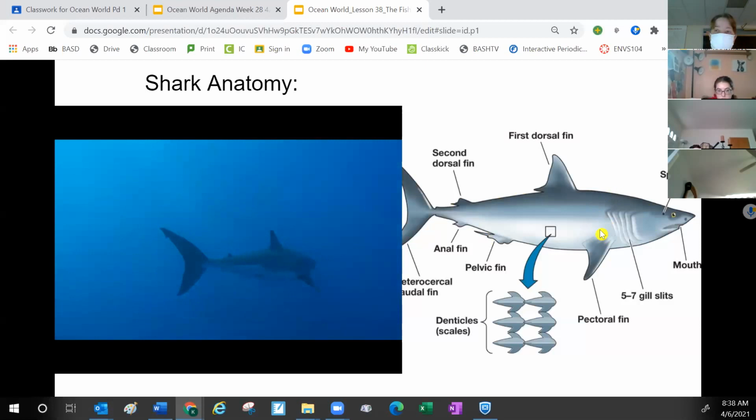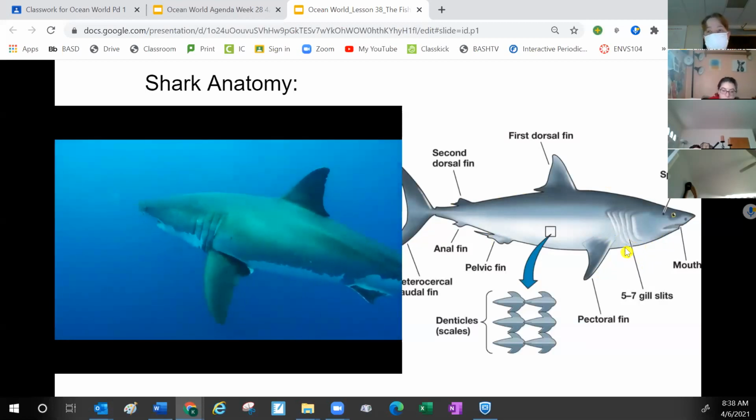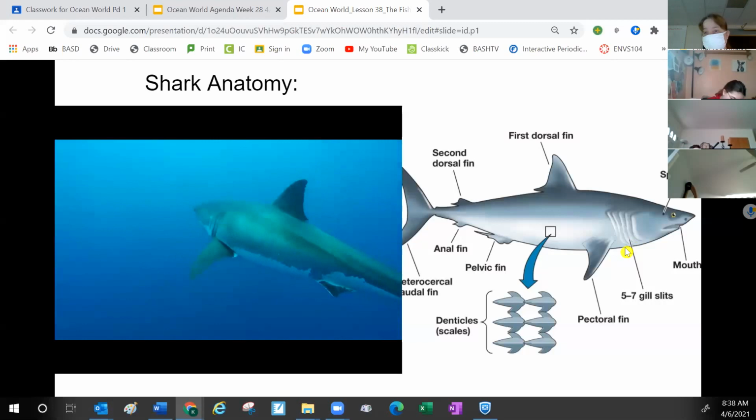Now we're going to learn in the bony fishes that the bony fish have a cover over their gills, but the sharks do not have a gill cover. They have what are called gill slits. They're just essentially flaps in the side of the fish. And the sharks will always have 5 to 7, depending on their species.